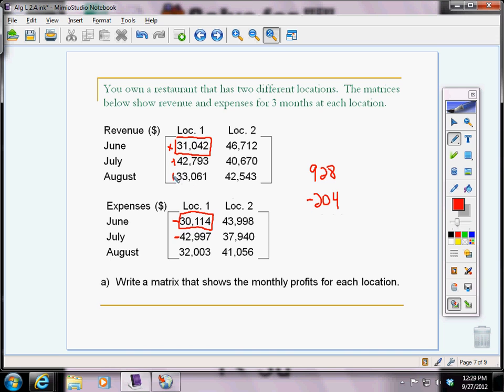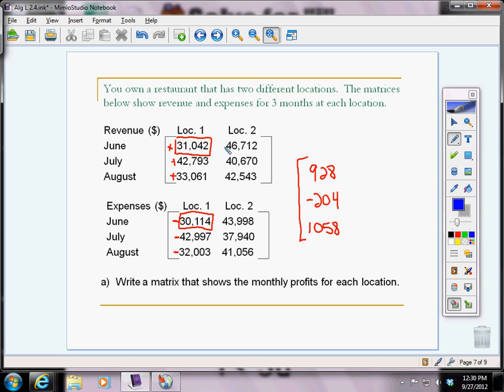In August, at location 1, our revenue was 33,061. At location 1 in August, our expenses were 32,003. That is a total of 1,058.